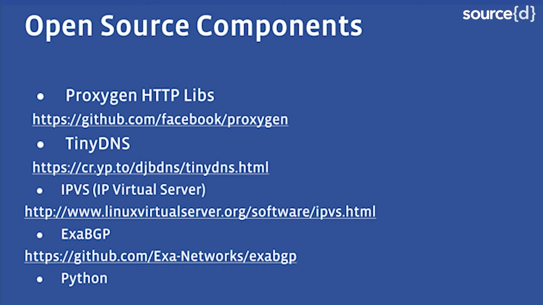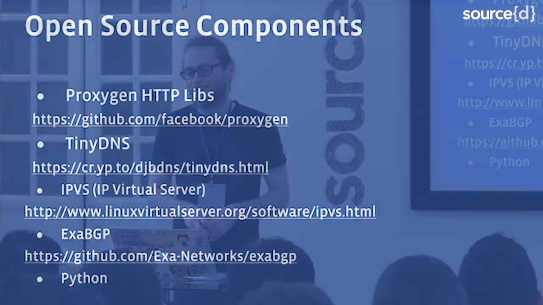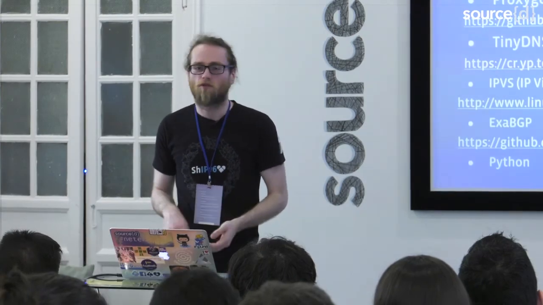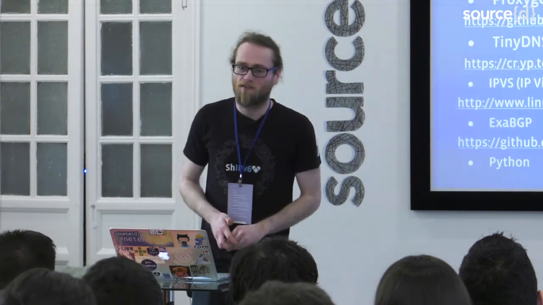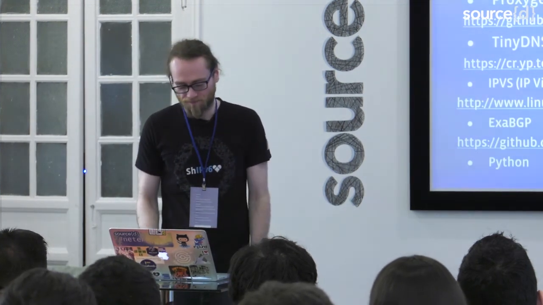ExaBGP is the BGP daemon we use in Shiv. We use it in a few other places as well. It's very, very scriptable, which is why we use it. And we generally only use super basic features, so that's very useful for us. Python gets a mention here because it is the glue that holds pretty much all of Facebook infrastructure together. A lot of our monitoring tools are running in it. A lot of our automation tools are running in it. Pretty much all of our remediations are written in it. We use it very, very heavily at Facebook. We love it. I love it.